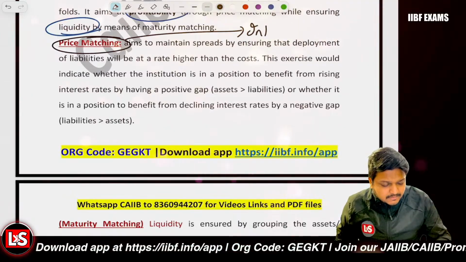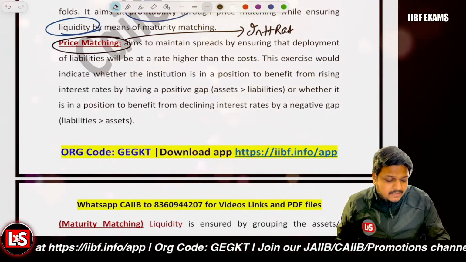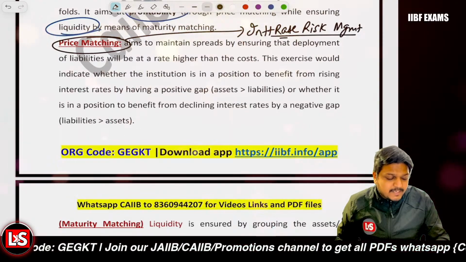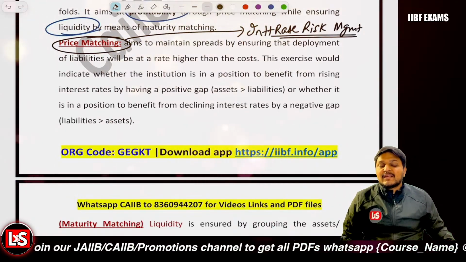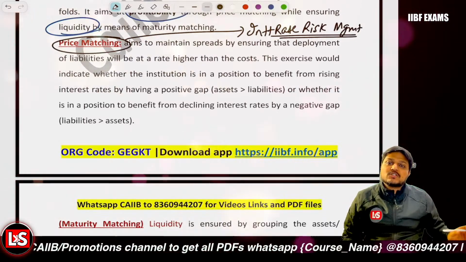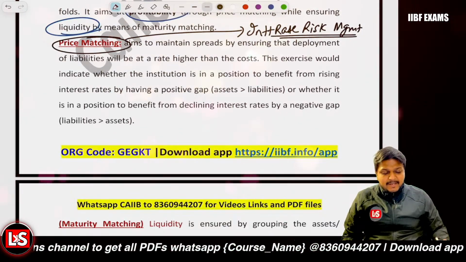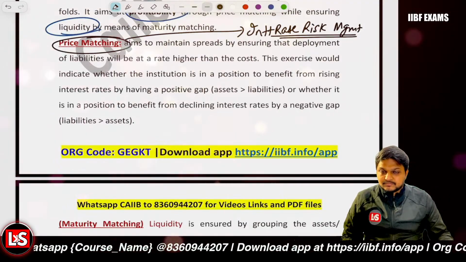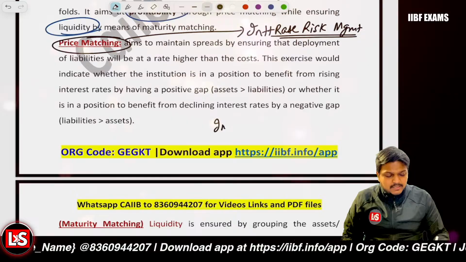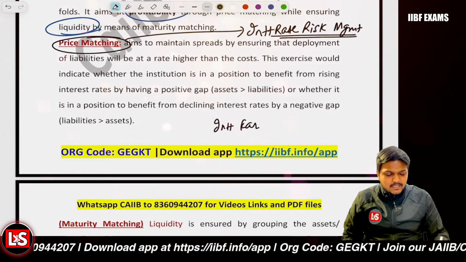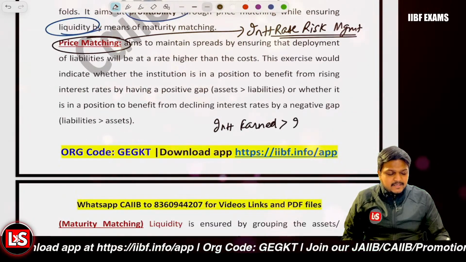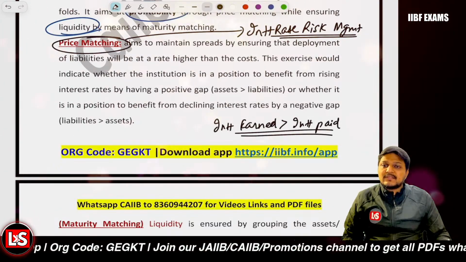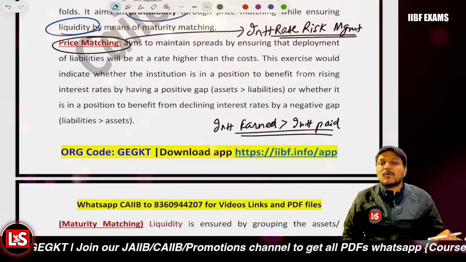It is simply interest rate risk management, where we want to maintain a positive spread. A positive spread is made when the interest earned is greater than the interest paid. If the interest that you are earning is greater than the interest paid, then we say that we are maintaining a positive spread.